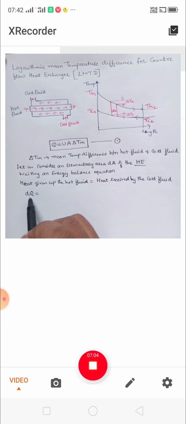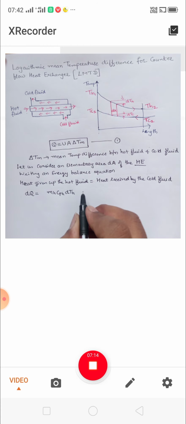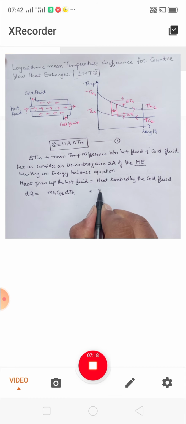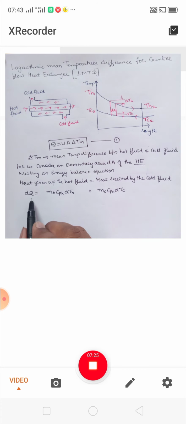For that purpose, here it is dq, where dq is equal to mh into cph into dTH. This is for the hot fluid. Similarly, we will write it for the cold fluid also. It is given by mc into cpc into dTC. The same equations we are writing. We are using the equation q is equal to m into cp into delta t. Here delta t is nothing but dTH, that is the difference in temperatures between the hot fluids.